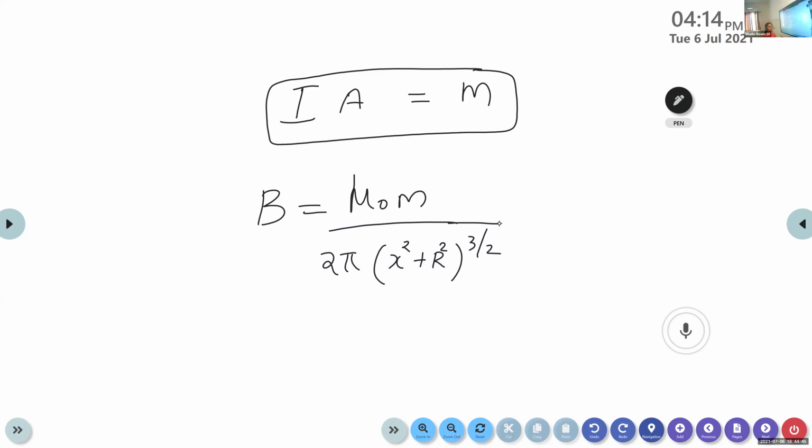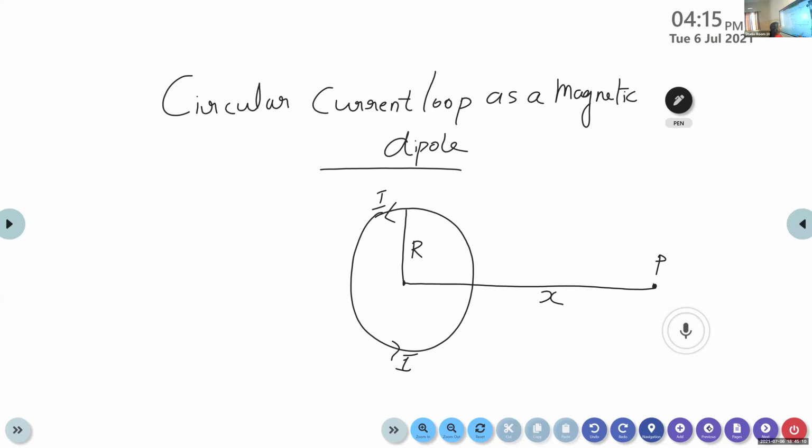Where this mu 0 is the permeability of free space. The small letter m represents the magnetic dipole moment of the circular coil. And here x and r represent distances, where r is the radius of the circular loop and x is the distance between the point P and the center of the circular loop.